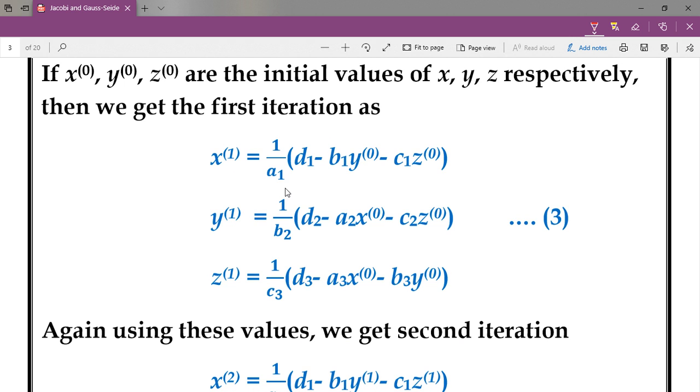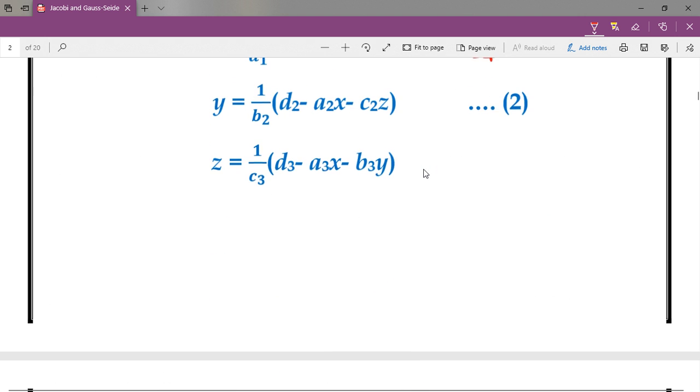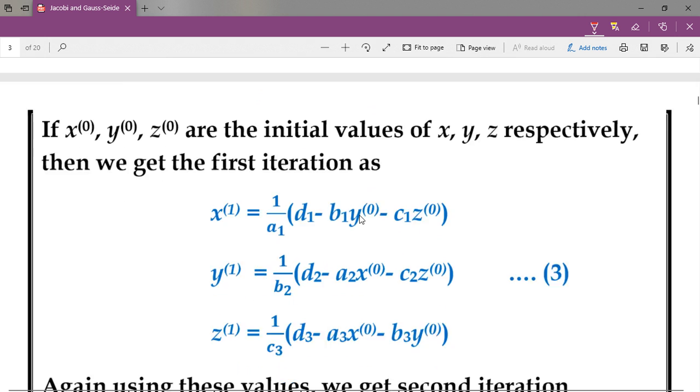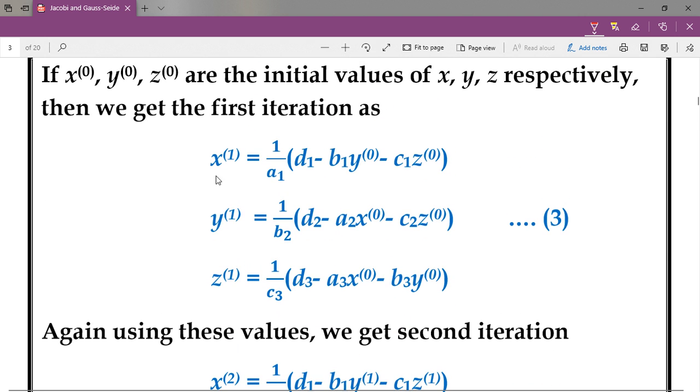So then we have x1 is equal to 1 by a1 into d1 minus b1 y0. In place of y, we have y0. In place of z, we have z0. Yeah, this is the first iteration. For the first iteration, we are going to get this. So in place of x, y, z, we are going to take the initial values, x0, y0 and z0.